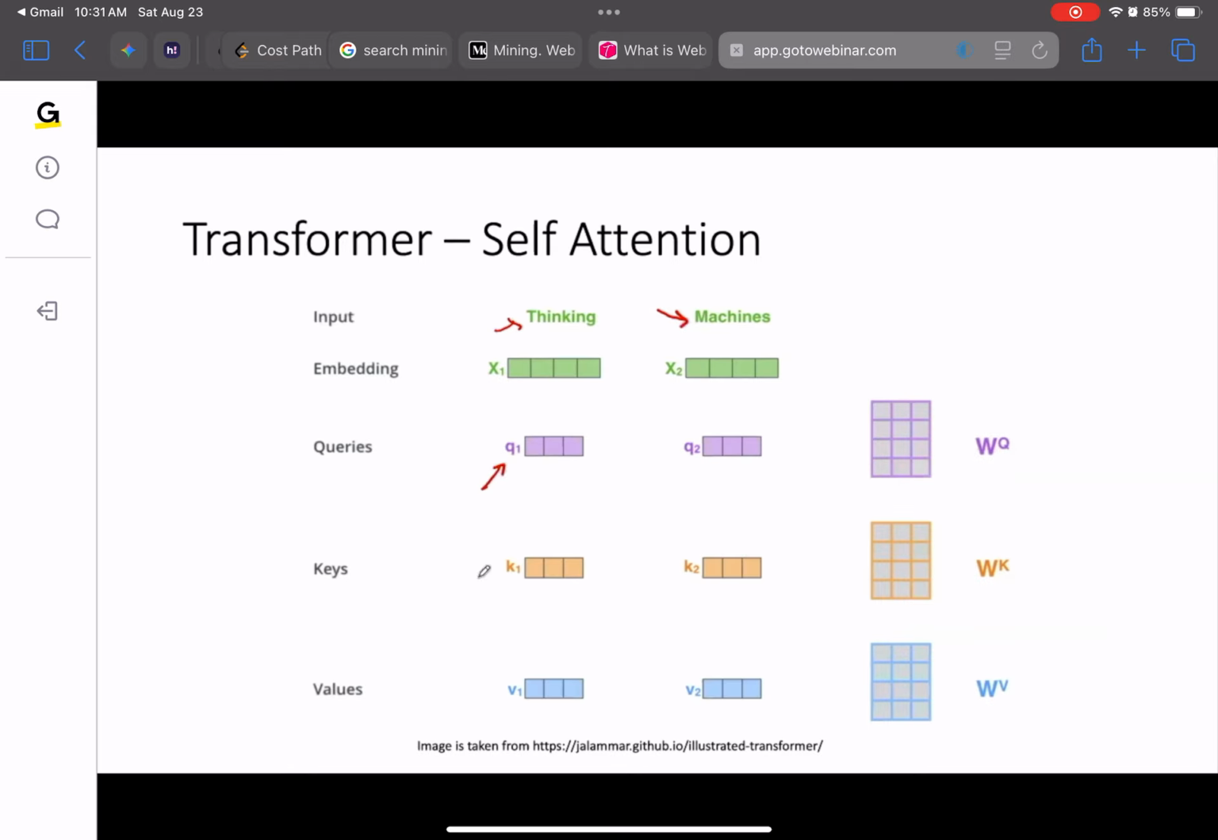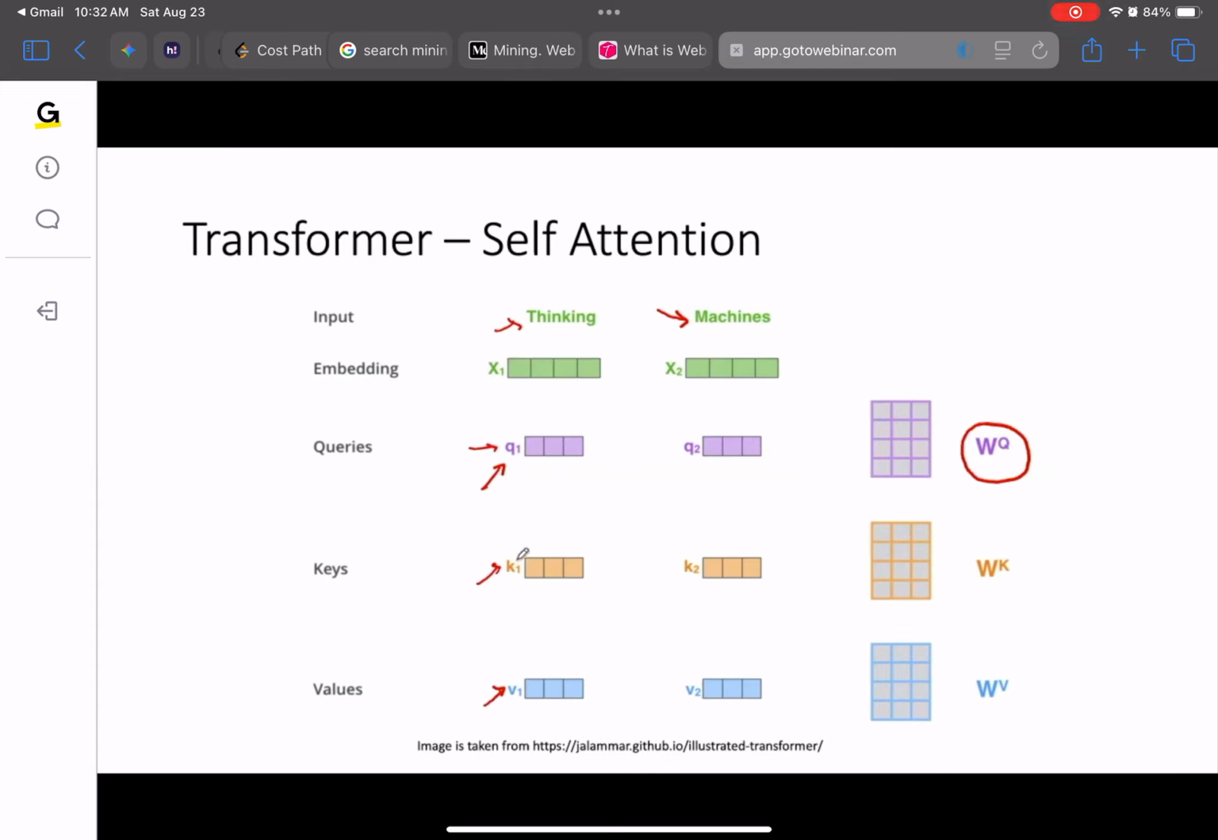a key vector, and a value vector. These vectors are obtained by multiplying this input vector x1, for example, with this WQ, which is a matrix. So we multiply x1 with WQ, and that is basically a linear transformation of this input vector. So this Q1 is obtained by a linear transformation of x1 via this matrix WQ.